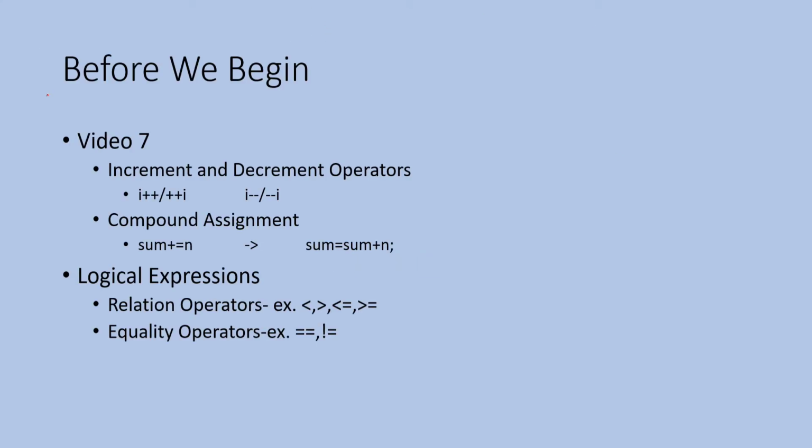So before we begin, please make sure to go over video 7. In this one, we go over the increment and decrement operators, and it's going to be very critical in knowing how to navigate the for loop and do the correct syntax, and especially the compound assignment. This is something we definitely see in for loops.